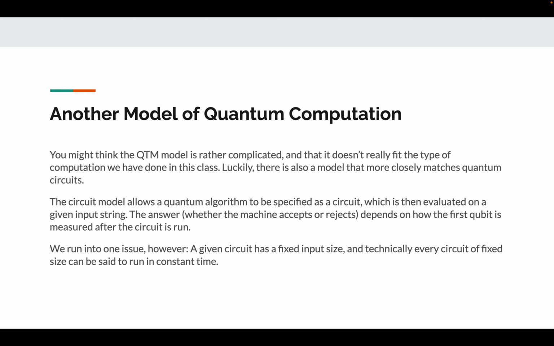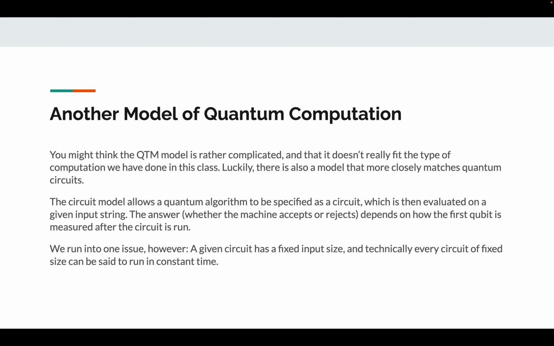In particular, the idea that the head or the program, like the actual instruction you're on, can be in superposition is a little concerning because we've been working with circuits where the instructions are fixed and the operations are quantum. So one thing you can do there is use a circuit model. We had classical circuits in complexity theory, so it's pretty easy to upgrade them into quantum circuits. It's exactly what you'd think.